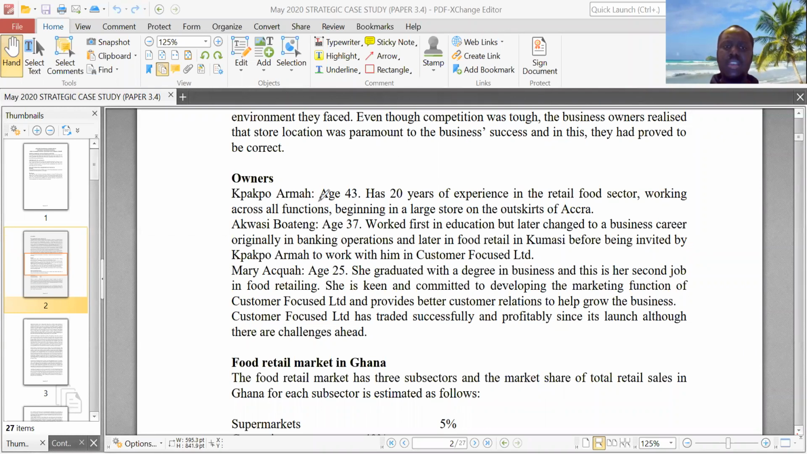Kpakwama is age 43 and he has 20 years of experience. So this is good. He has a lot of experience in the food retail sector and he's worked across all functions. So he has a bird's eye view when it comes to all the functions in the retail store. So, that's a plus. But his experience was in a large store on the outskirts of Accra. So it wasn't in Accra, it was on the outskirts of Accra.